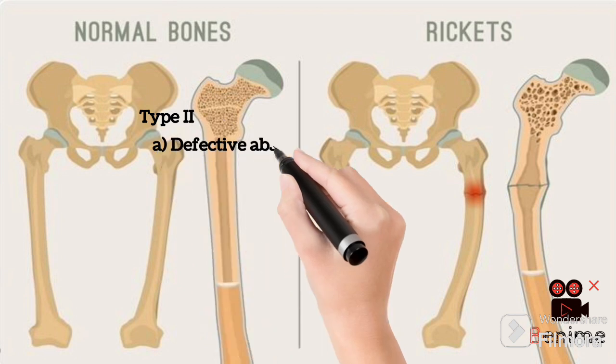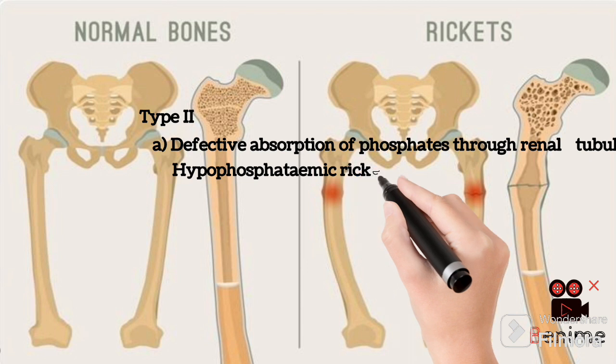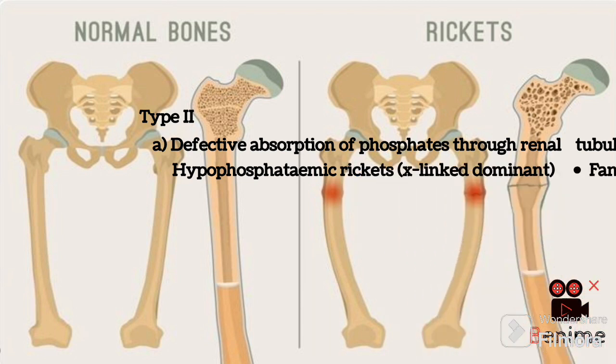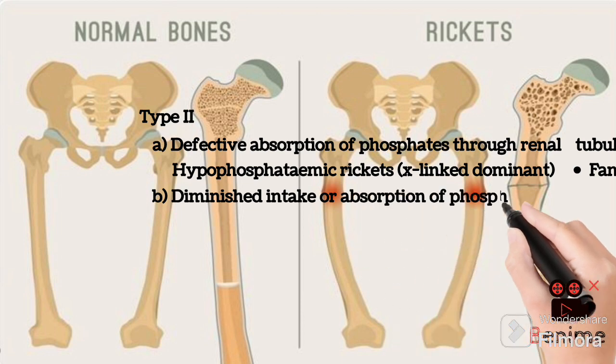Type 2. A. Defective absorption of phosphates through renal tubules, as in hypophosphatemic rickets. B. Diminished intake or absorption of phosphates.